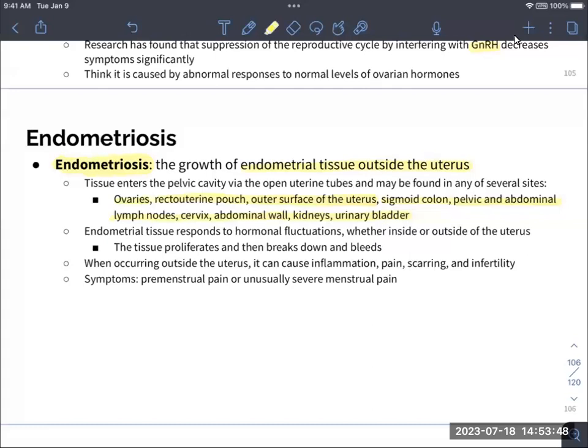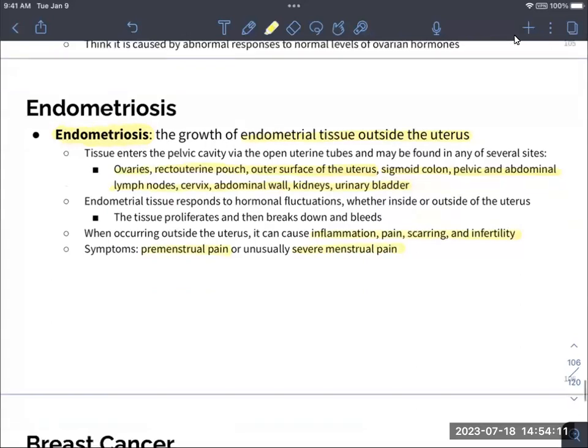So that tissue is going to proliferate. It's going to break down and bleed, no matter where that tissue is growing. It can cause inflammation, pain, scarring, and it can even cause infertility. They can get some really severe premenstrual pain, and they even have very severe menstrual pain because it is bleeding out into that pelvic cavity.